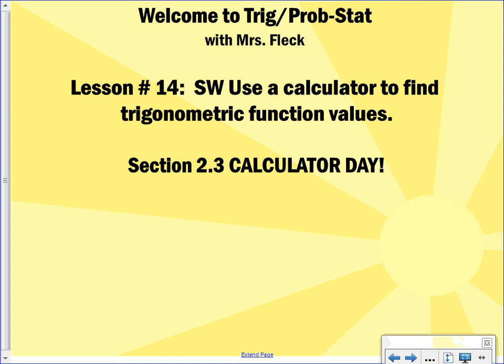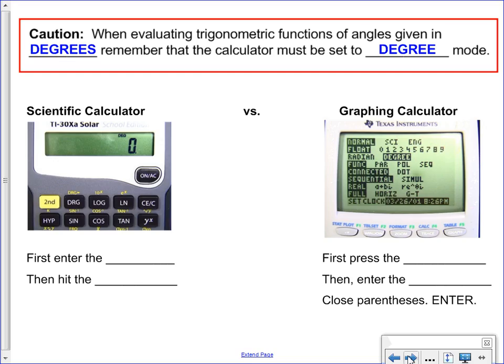Okay, so again, today is calculator day. Depending on what calculator you have, they should all be set to degrees. On your TI-83 solar, if you take a look at the top, right above that zero, it says DEG. What does DEG stand for? Degree. Yeah. All right.